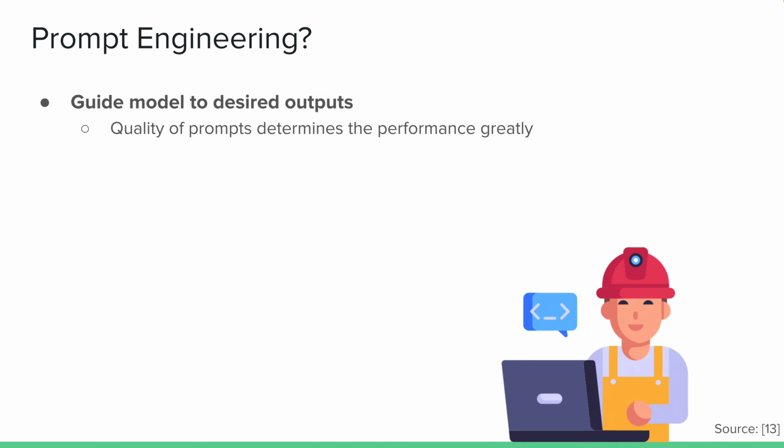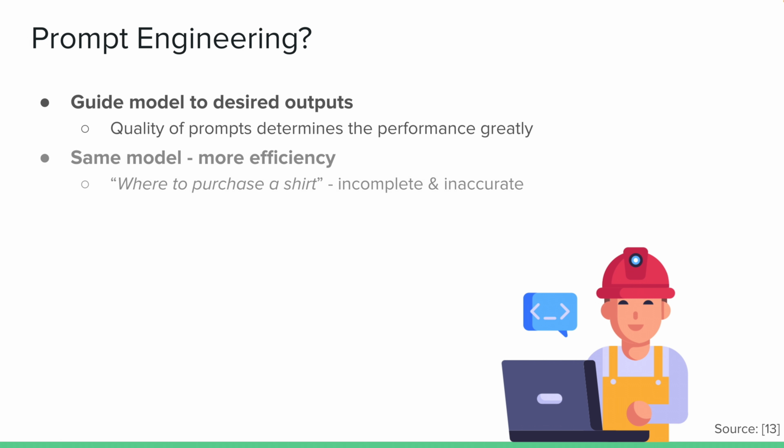Prompt engineering is the process of designing prompts that guide a model towards the desired output. The quality of prompts plays a significant role in determining the model's performance, as a well-structured prompt leads to more accurate and useful responses. One of the key benefits of prompt engineering is that it enables us to use the same model with more efficiency.